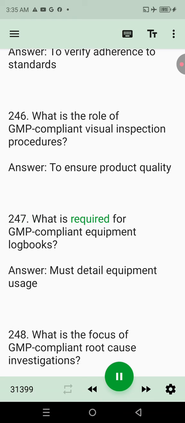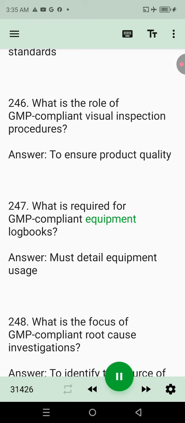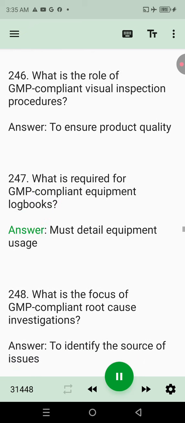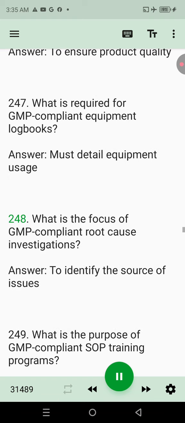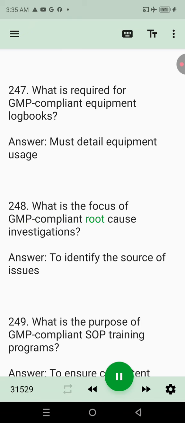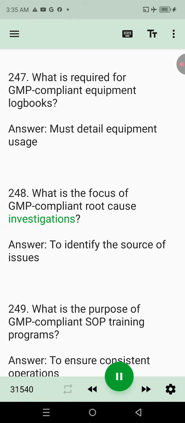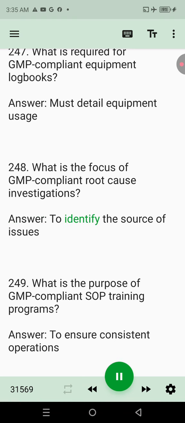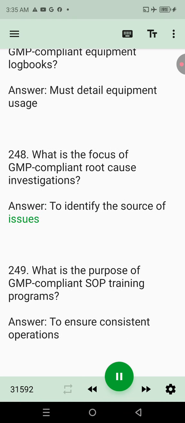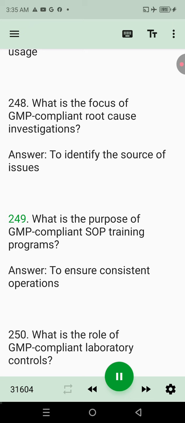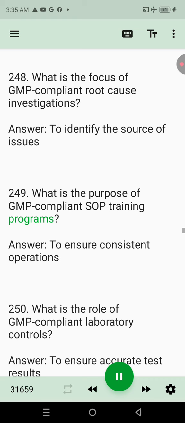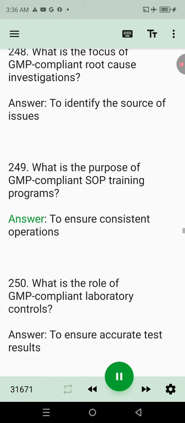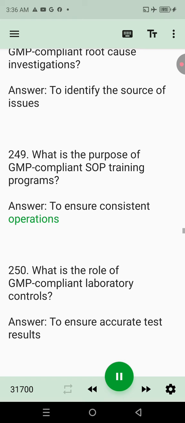247. What is required for GMP-compliant equipment logbooks? Answer: must detail equipment usage. 248. What is the focus of GMP-compliant root cause investigations? Answer: to identify the source of issues. 249. What is the purpose of GMP-compliant SOP training programs? Answer: to ensure consistent operations.